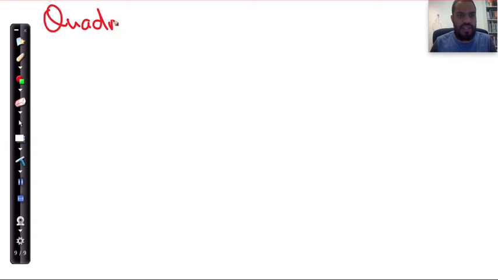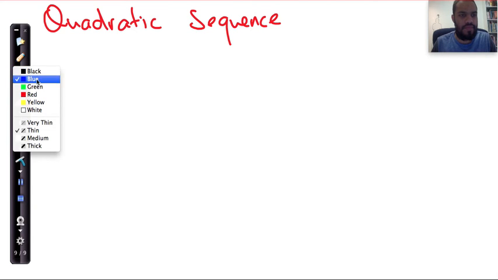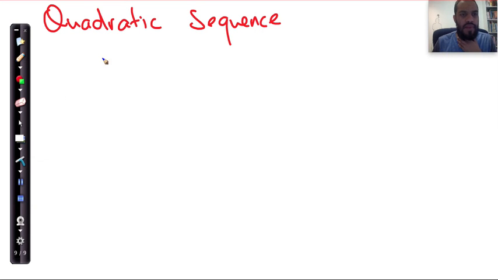Quadratic sequences. Now I've already shown you an example of a quadratic sequence, and in this particular case I'm going to touch more on that. So let's look at that example of that quadratic sequence: 4, 7, 12, 18.